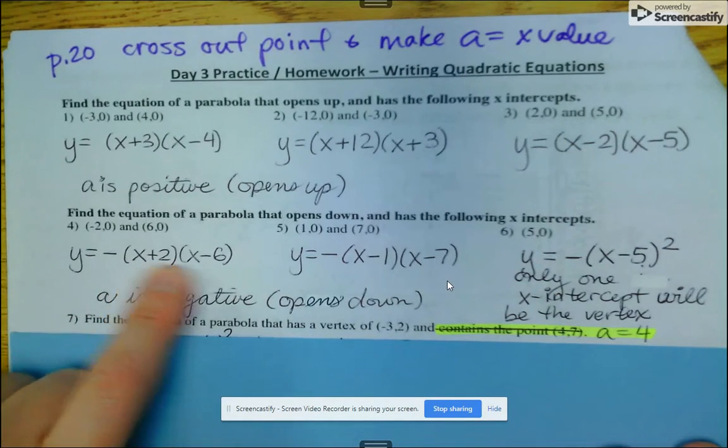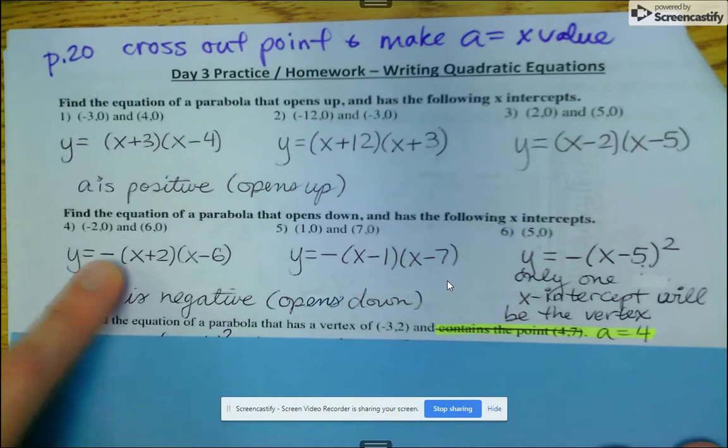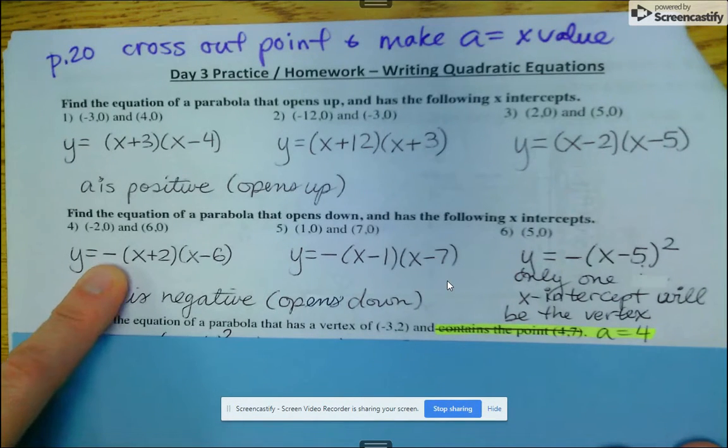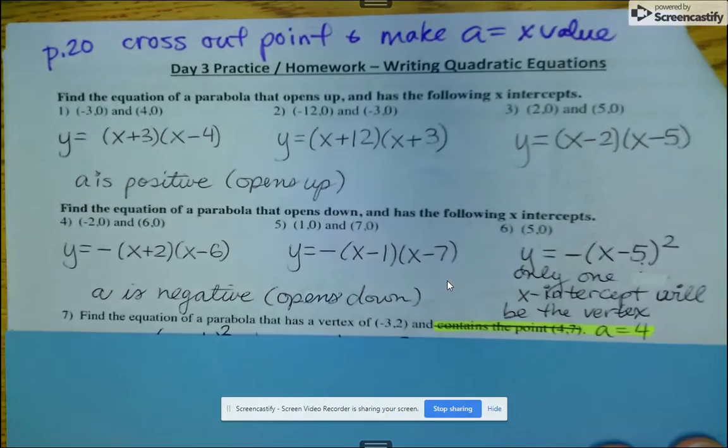You're looking at the two intercepts, so you're putting it in intercept form. But in these cases, it's opening down, so that means A is negative. I just put a -1, but you could have put a -5 or a 4 or any negative number you could have put there, and that would make the parabola point down.